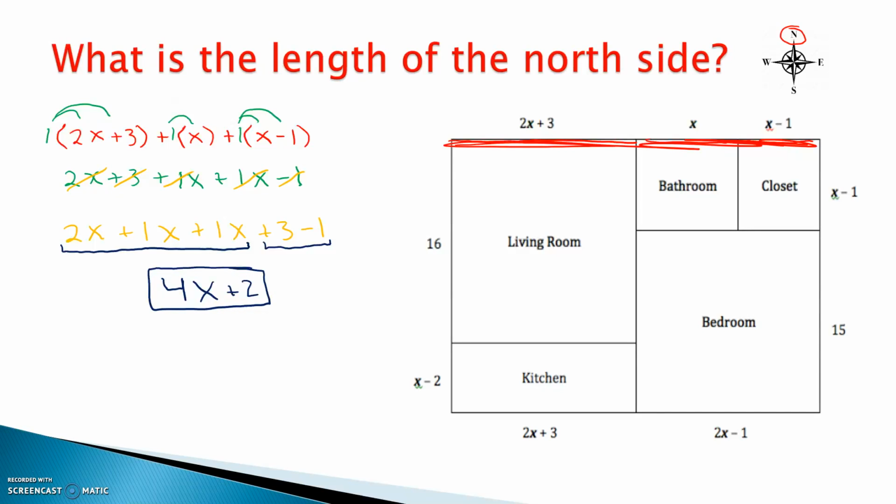So again, if they had asked us for the length of the east side, I'd be adding everything over here on the right hand side. If they wanted the length of the south side, of course I have to add the bottom 2 pieces. Same thing for the west, I'd add these left 2 pieces.